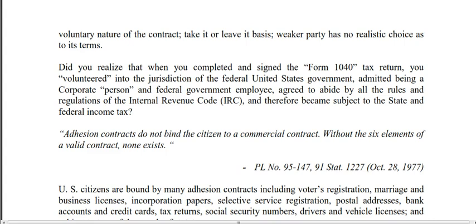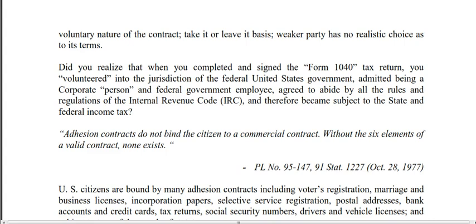Did you realize that when you completed and signed the Form 1040 tax return, you volunteered into the jurisdiction of the federal United States government, admitted being a corporate person and a federal government employee, agreed to abide by all the rules and regulations of the Internal Revenue Code, and therefore became subject to the state and federal income tax?